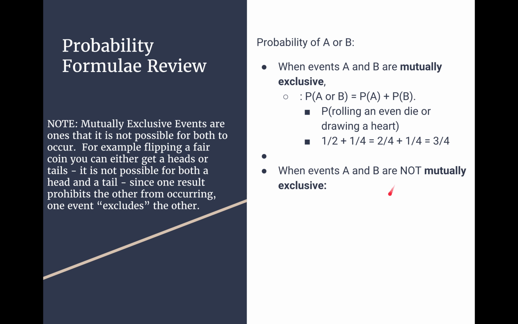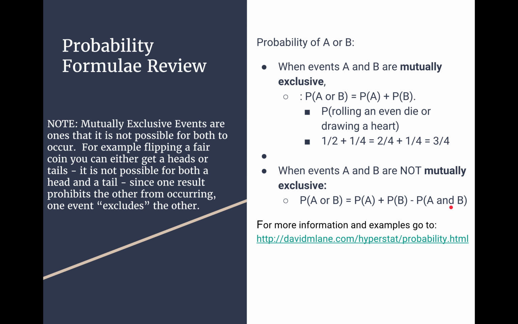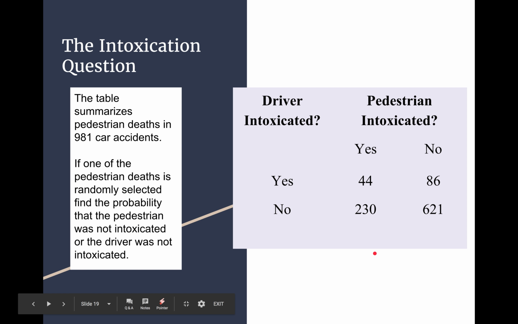Now, when events A and B are not mutually exclusive, the probability of A or B equals the probability of A plus the probability of B minus the probability of A and B. Our next few slides will go through a non-mutually exclusive event. And here's a great website for more examples and information. I call this the intoxication question. You do have this on your homework. It might be slightly different, but I'm going to take you through the steps and how to solve it.